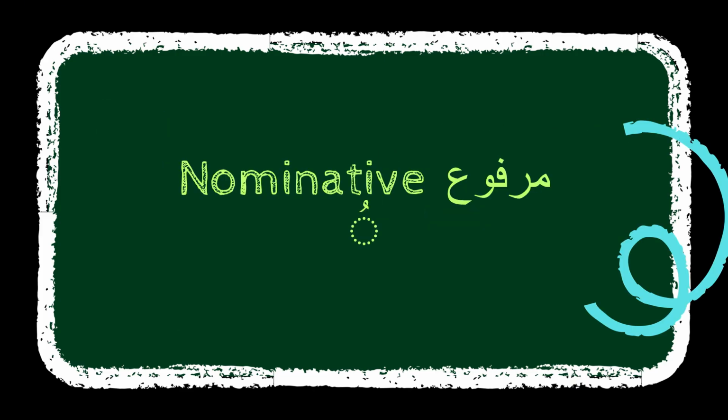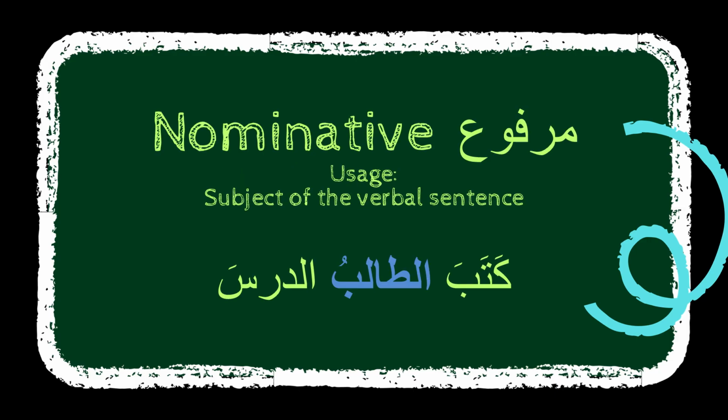Okay. So the first case that we are going to talk about is the marfu'. Now the first usage of the marfu' is the subject of a verbal sentence. So the subject of a verbal sentence is always going to be marfu'. For example, كتب الطالب الدرس. The translation of this sentence is the student wrote his lesson.